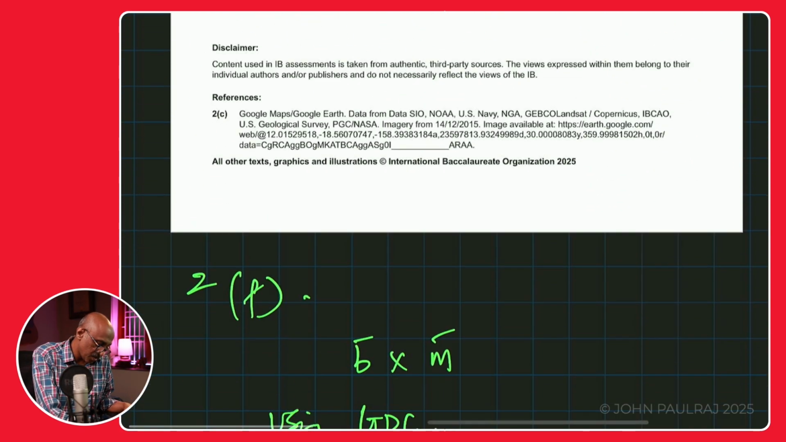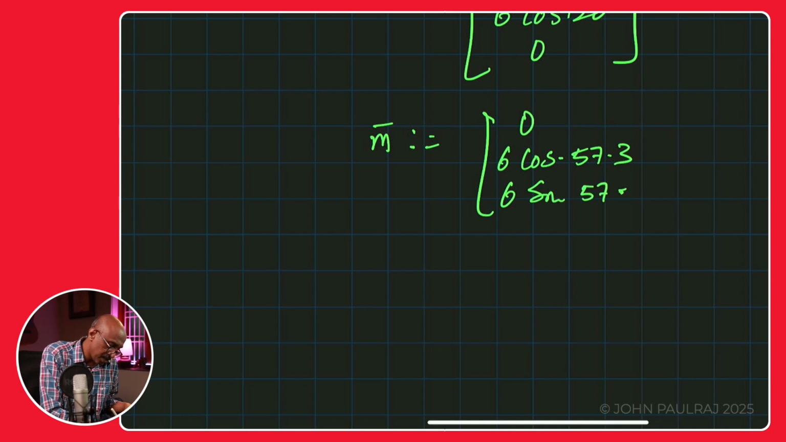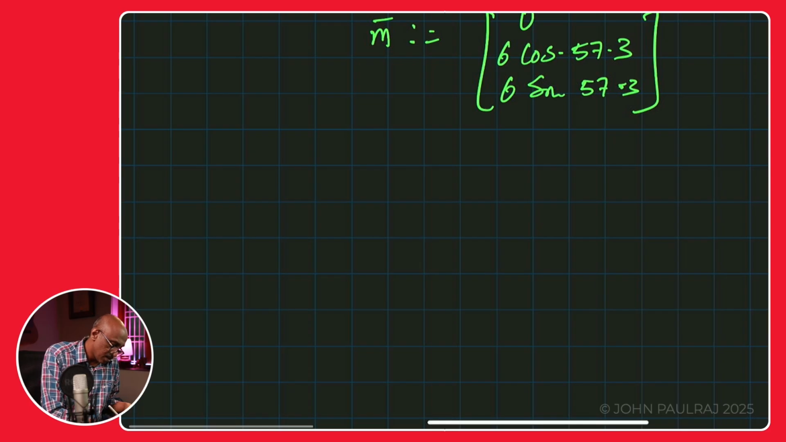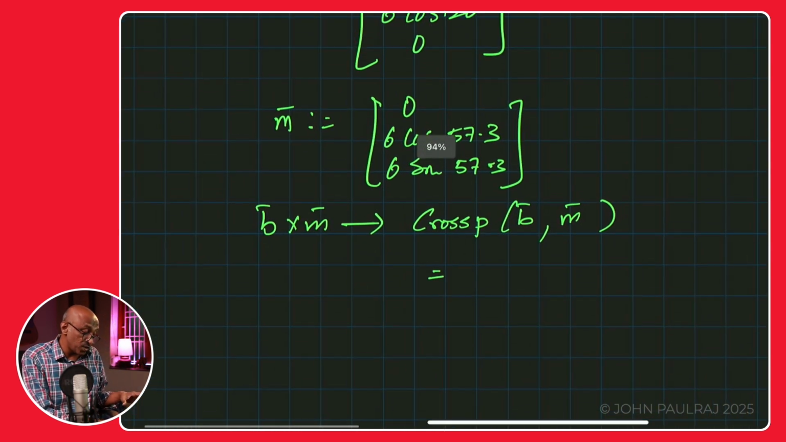Okay, just make sure that's how it is to be written. So 6 cos of 57.3 and 6 sine of 57.3. I don't think this was defined, so good. And then we can just say B bar cross M bar. The syntax is cross P B bar M bar. Okay, that means you're telling the examiner this is how I've used the GDC.